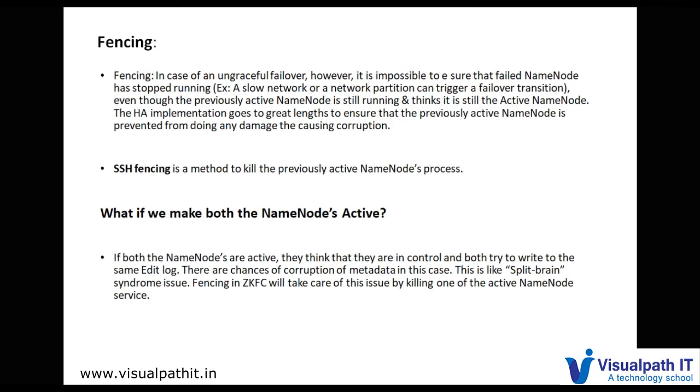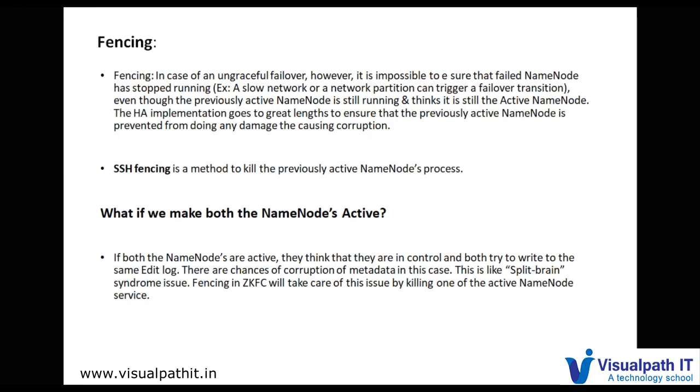At that time both are trying to write the metadata, so there is a chance of the metadata getting corrupted. To overcome that, fencing is a method to kill the previous active name node session automatically. SSH fencing is the method to kill the previous active name node process. So it means only one name node will be active at any time, not both.